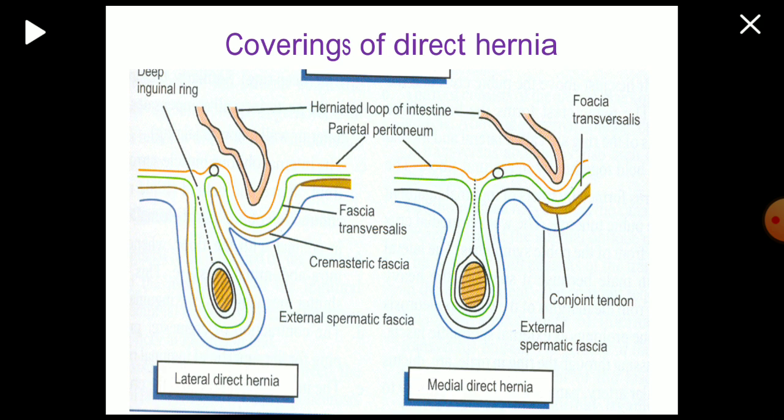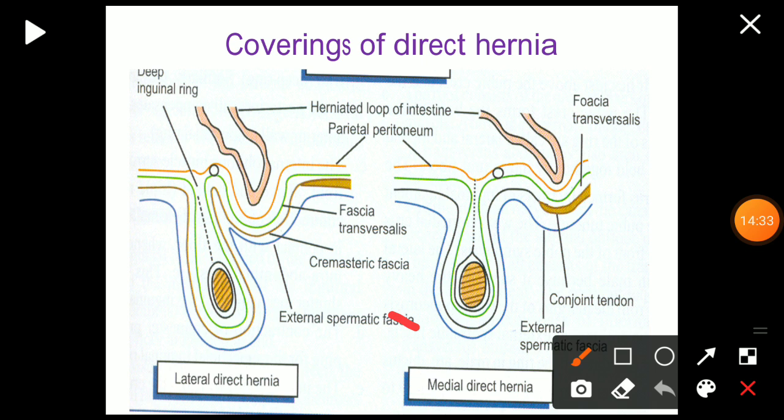Now we will see what are the coverings of direct hernia. Again there are two types, medial and lateral direct hernia. The lateral direct hernia is same as medial, so we will go with the coverings of medial direct hernia. Number one, extraperitoneal tissue. Number two, fascia transversalis, conjoint tendon, then external spermatic fascia, and the last one is the skin. This is medial direct hernia.